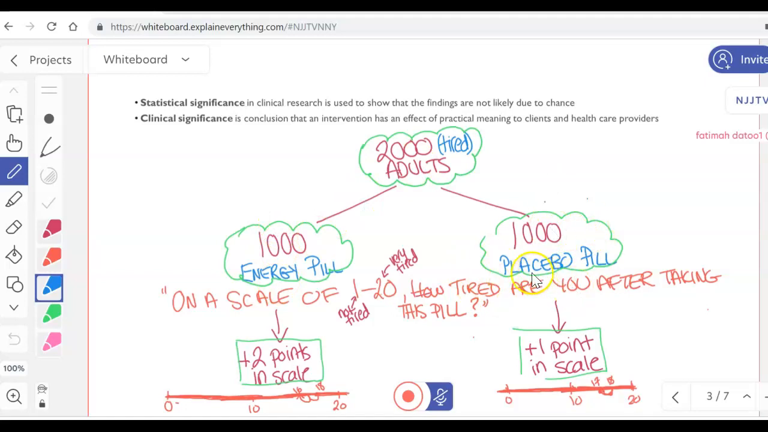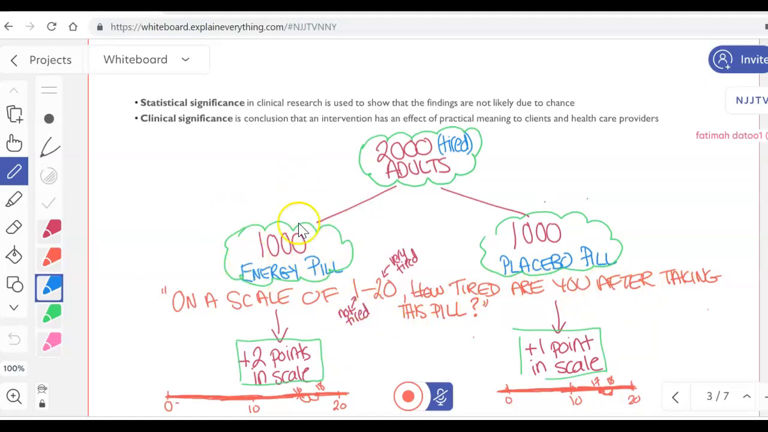The other group is given the placebo pill, which means that they think they're getting the energy pill, but they're actually not. And I tell them, use this pill for about a month. Then after a month, you come back and I ask you this question. On a scale of 1 to 20, with 1 being not tired at all and 20 being extremely tired, how tired are you after taking this pill?